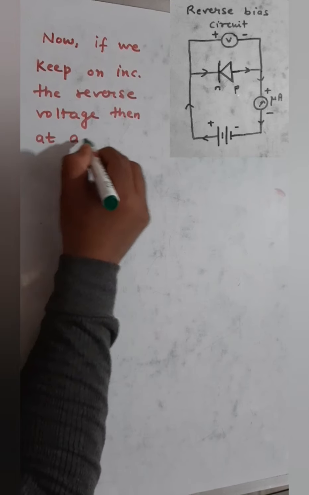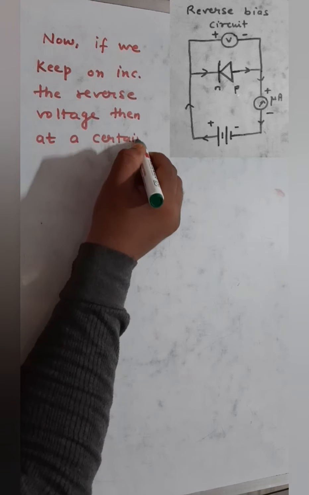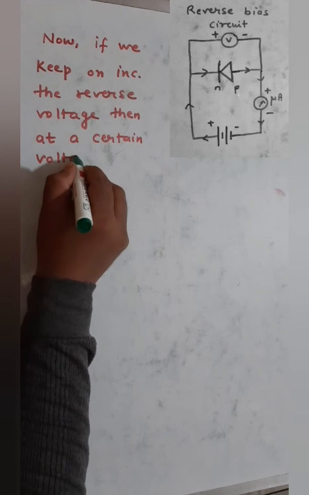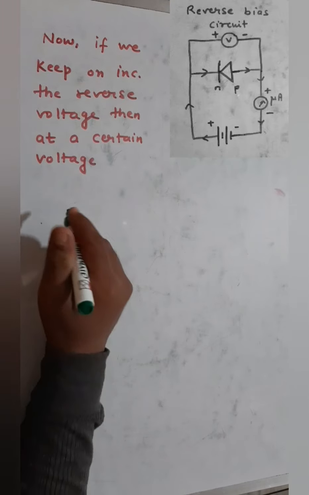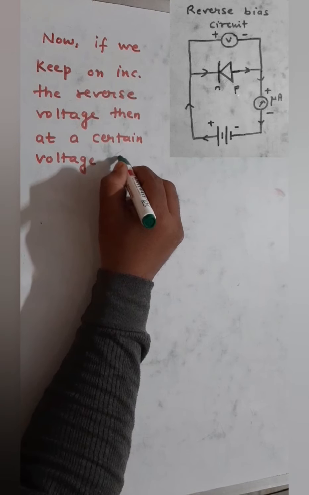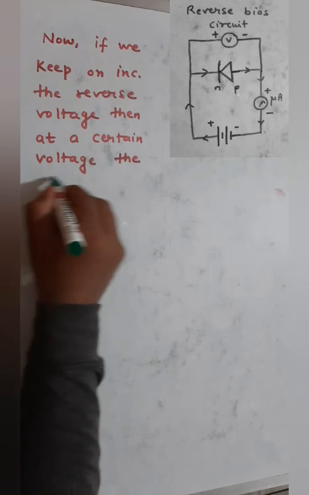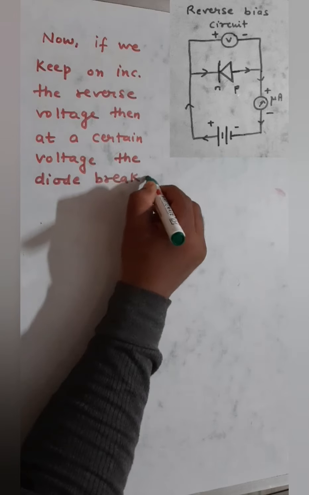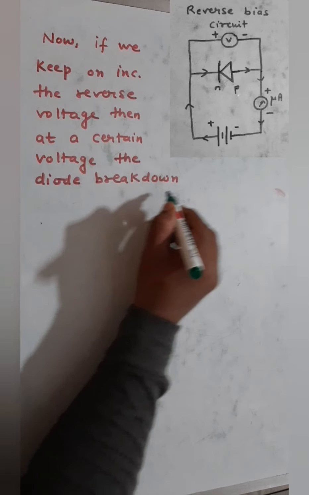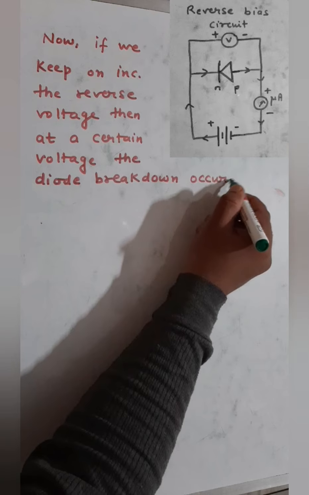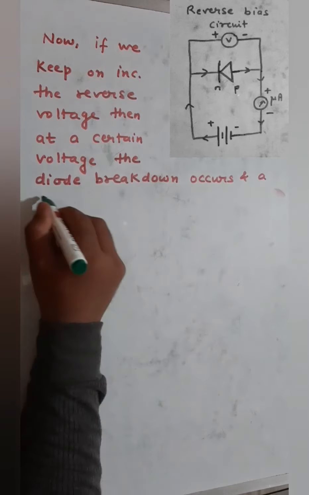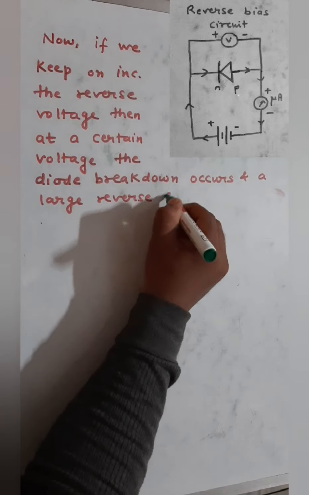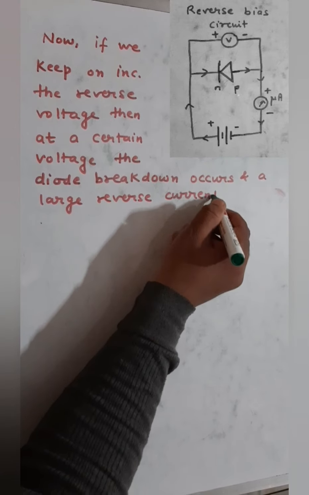at a certain voltage, which will be quite large compared to the threshold voltage, the diode breakdown occurs, and a large reverse current flows.